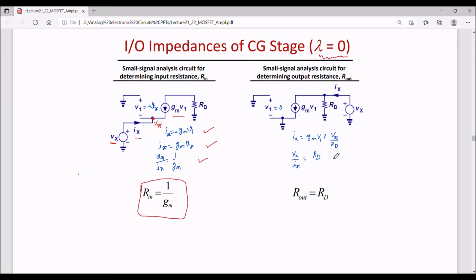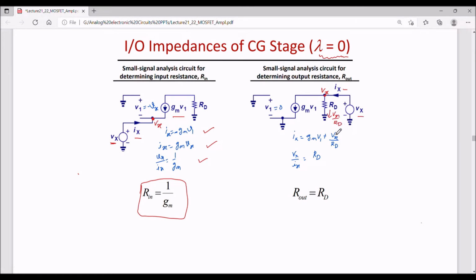Similarly, one can find the output impedance. So this is the small signal circuit for output impedance. The output is collected at the drain, so we need to find Vx by Ix at the drain. One can write the equation for current Ix again. This Ix would be equal to gmV1 plus the current through this RD, and the current through RD will be equal to Vx by RD. Right, so Vx drops here, and Vx by RD is the current through this RD.